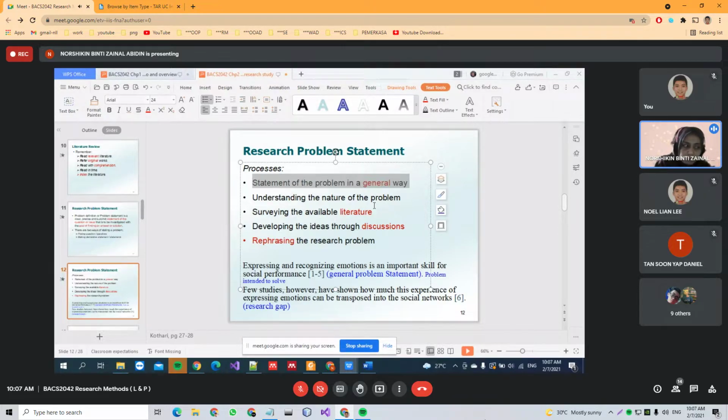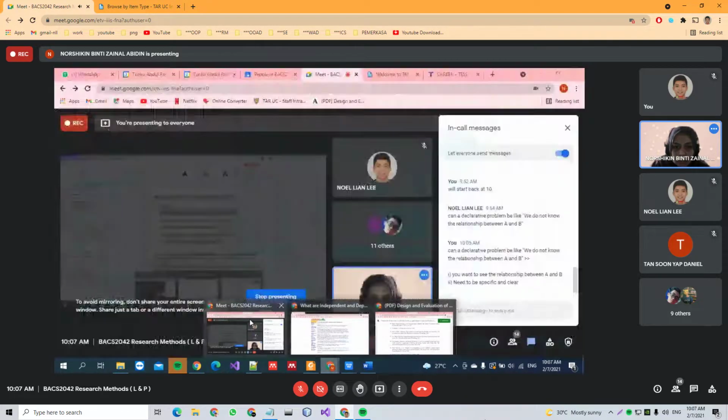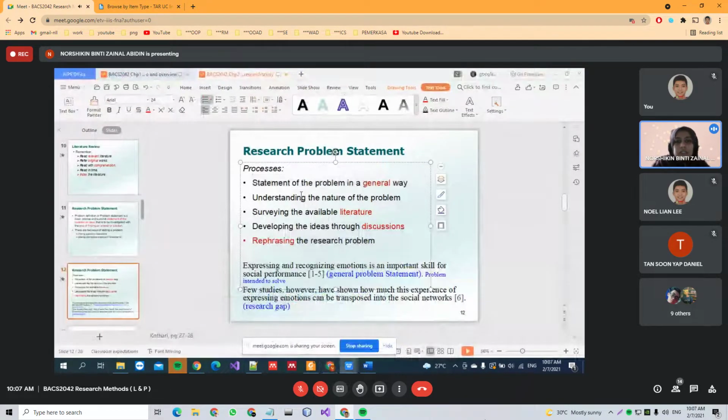The nature of your problem is usually something like, you can see my screen, right? The nature of the problem is what the environment of your research is, or what the nature of your research is. You need to understand them. And then surveying the available LR. Again, you need to read the LR, what has been done or conducted before.